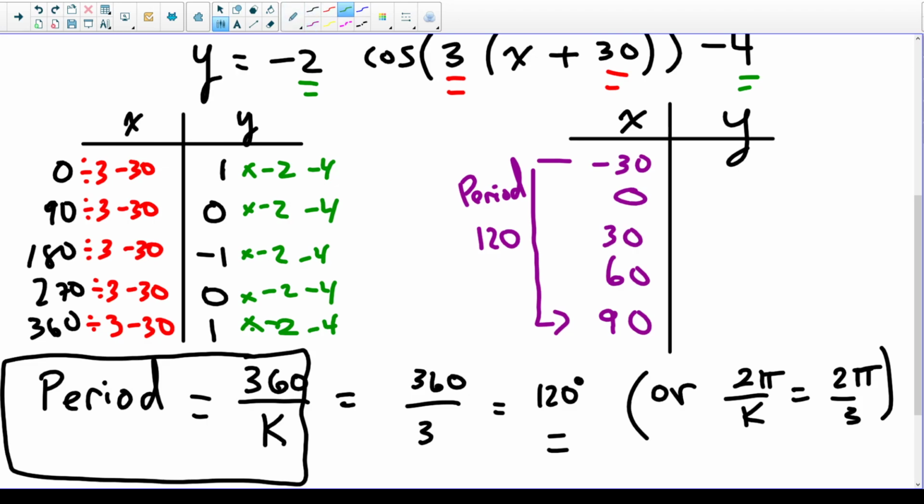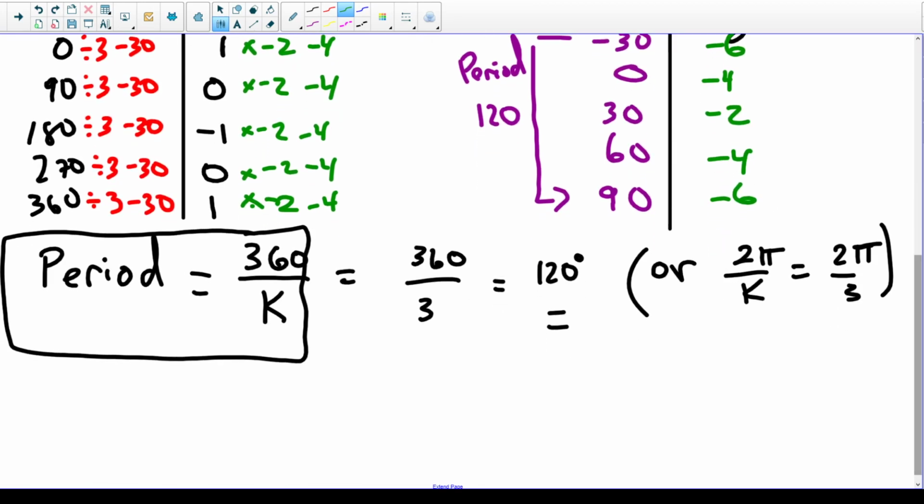Now we're going to do our y values. So 1 times negative 2 is negative 2. Negative 2 minus 4 is negative 6. 0 minus 4 is negative 4. 2 minus 4 is negative 2. 0 minus 4 is negative 4. And negative 2 minus 4 is negative 6. So there are all of my y values. And now I can sketch this graph.